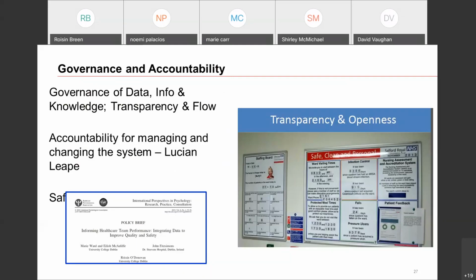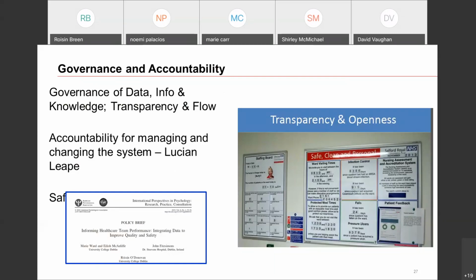And what's required for that is transparency. So I really advocate using quality and safety boards and putting as much information as we can up there. Across different hospitals, you can see that they put up infection rates and different things, and I think that's really good. And the more we can involve patients and staff in that, the better.